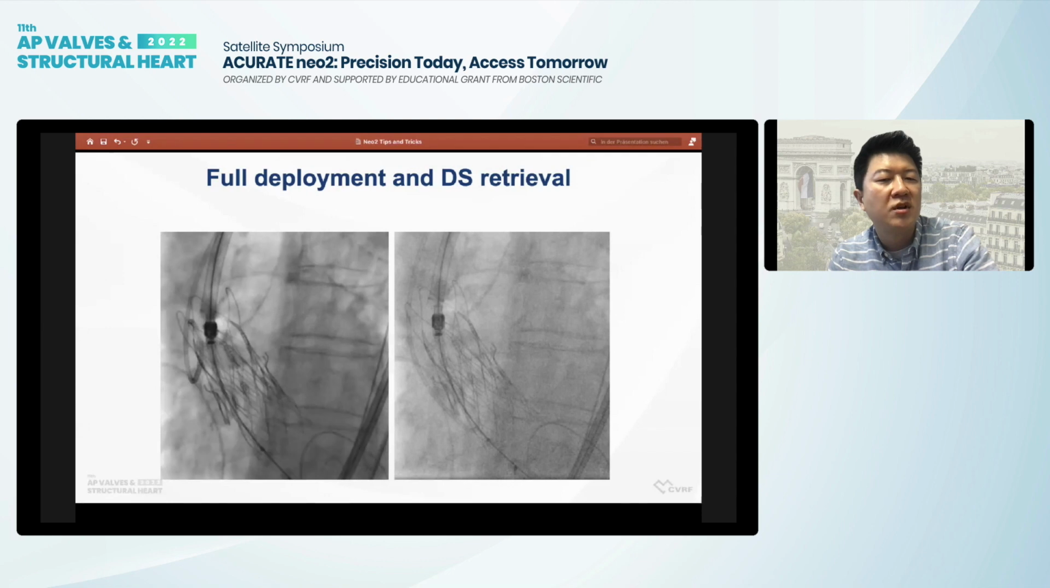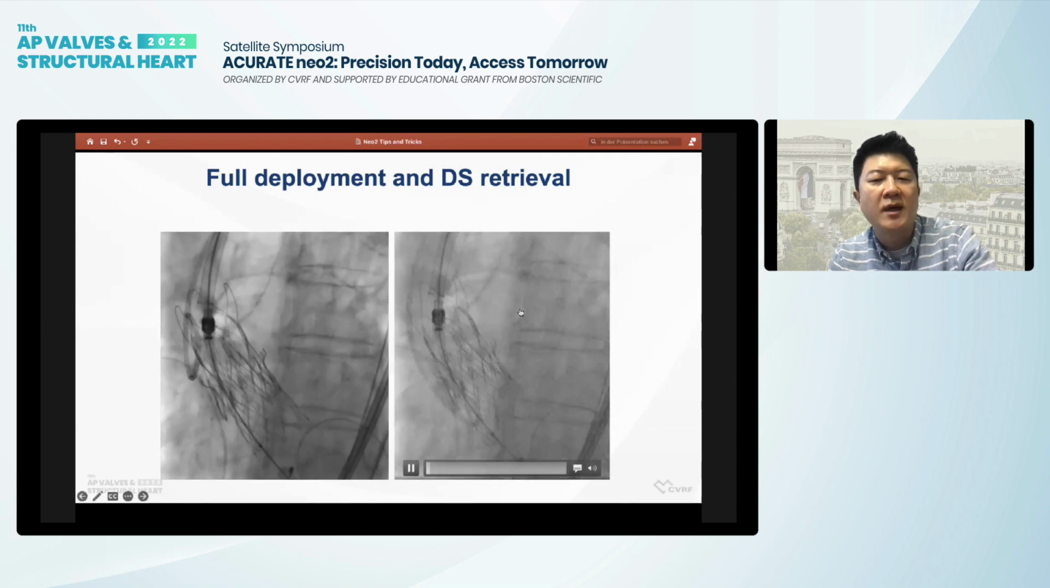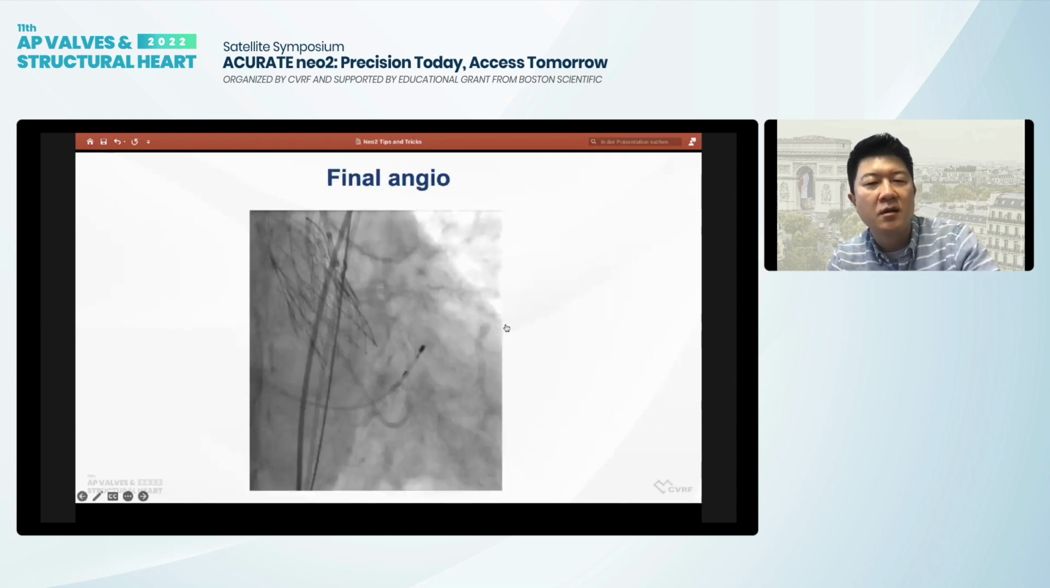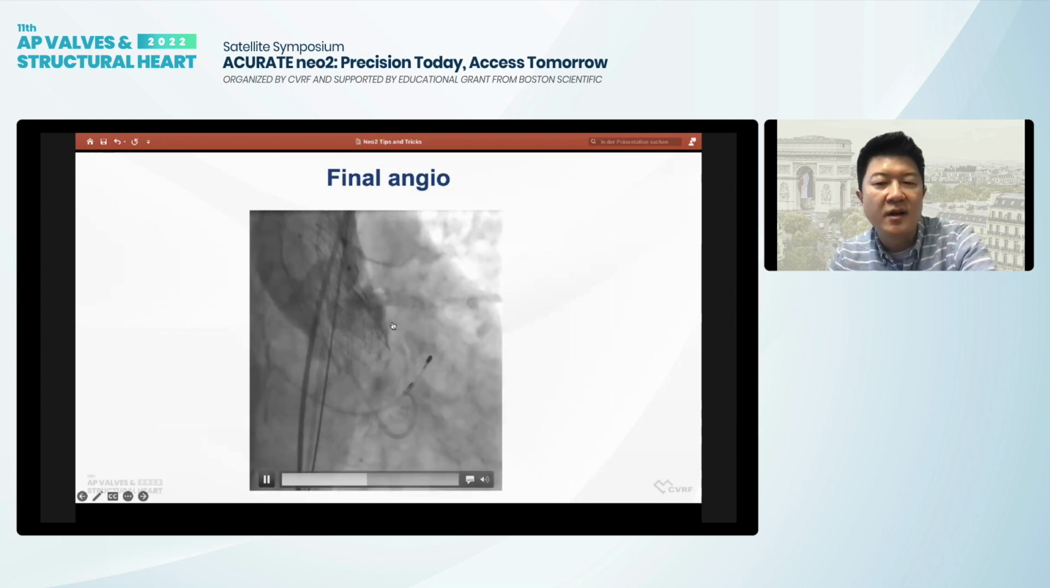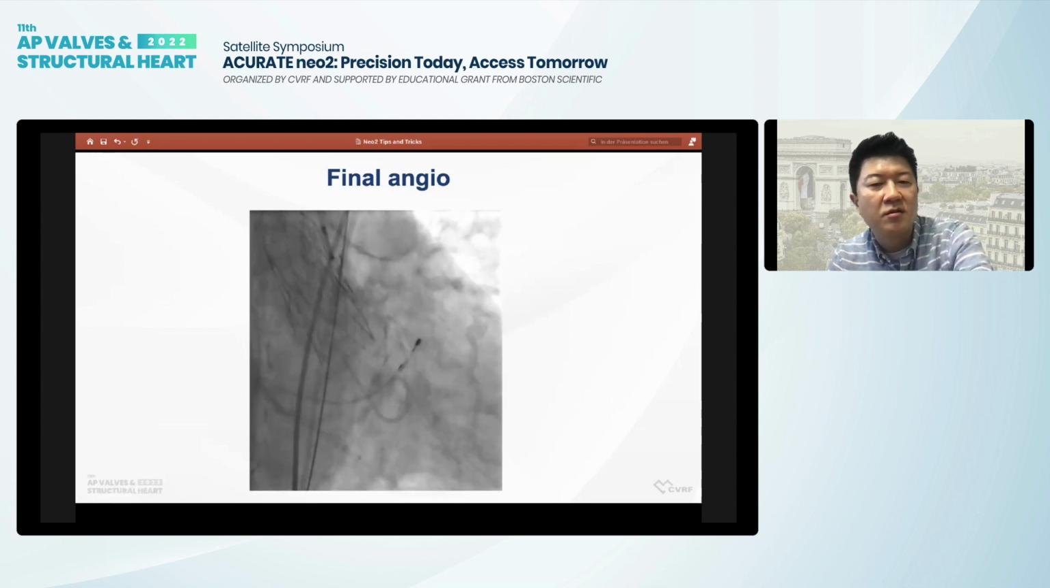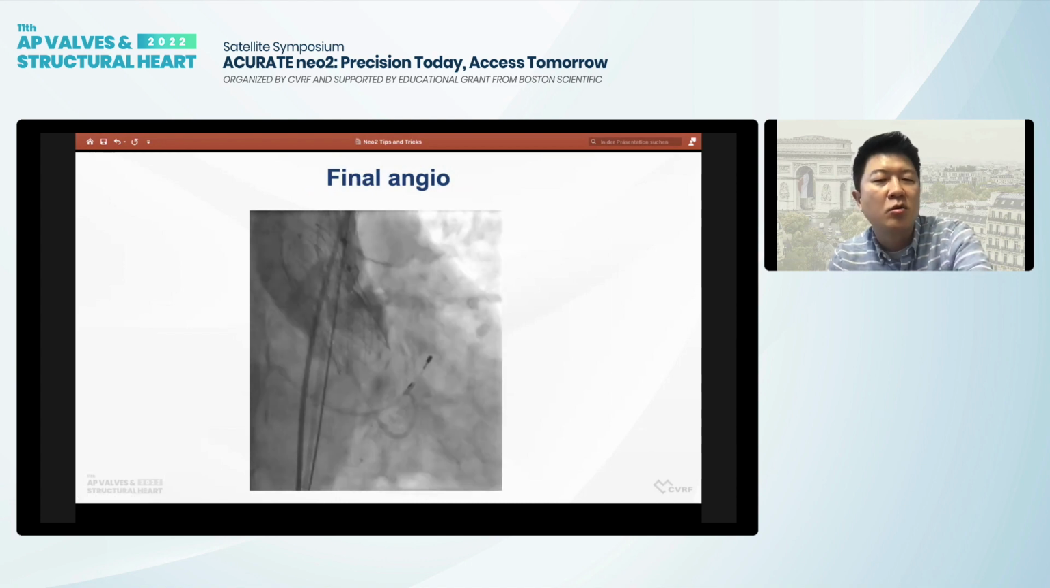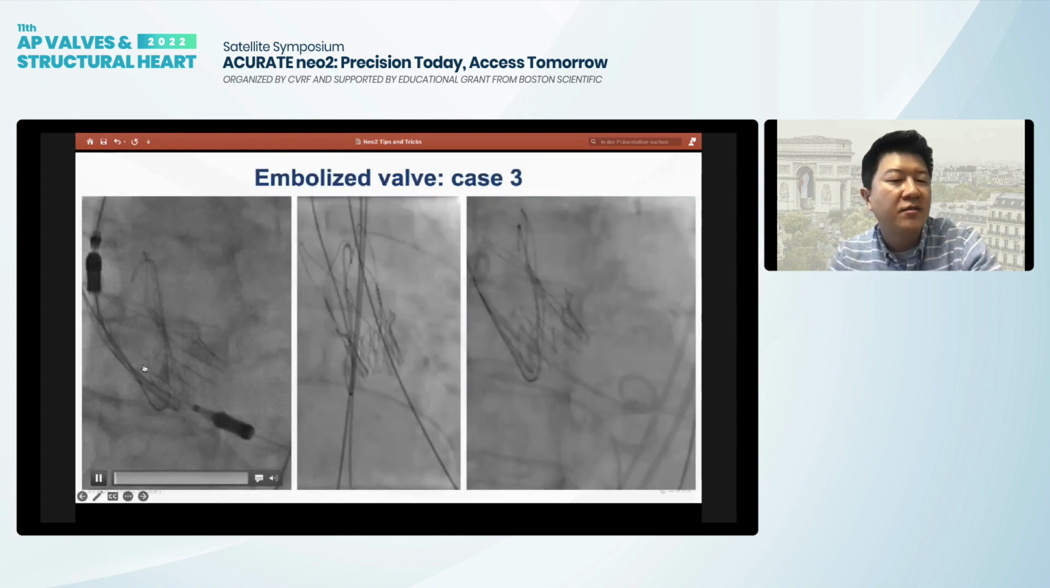So I would do this only if you have really a lot of movement of the valve. And you see here, of course, admittedly coronary access would be difficult, but no coronary impairment. This is the last example.